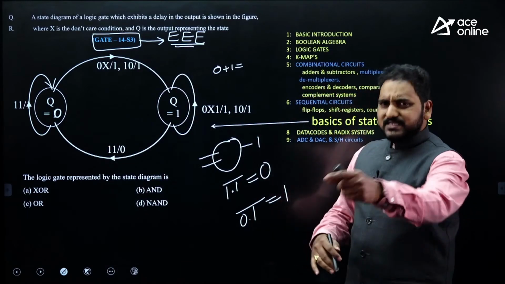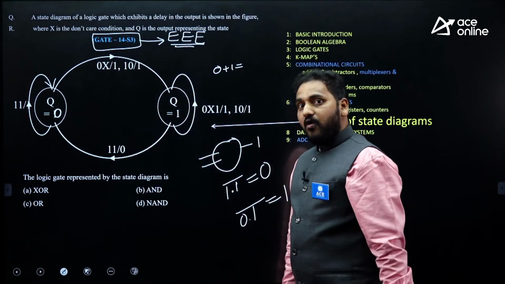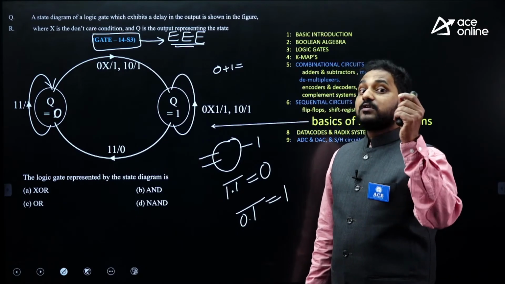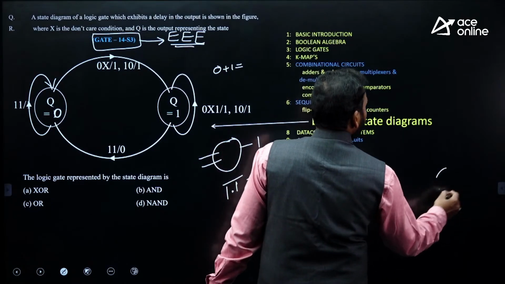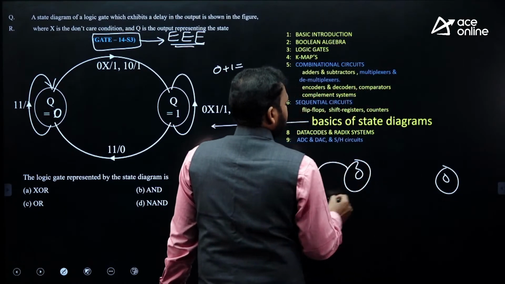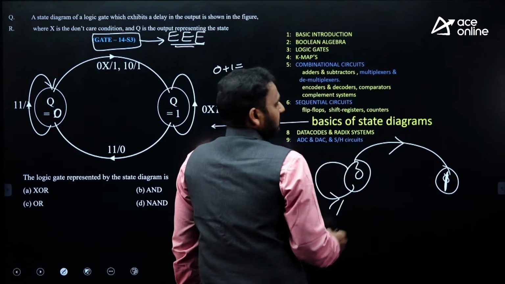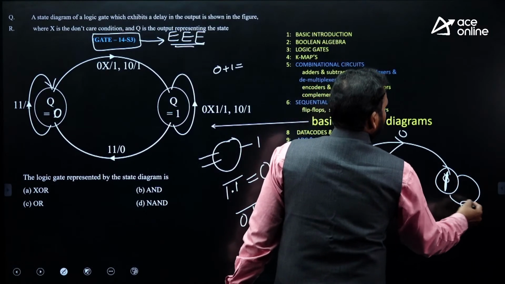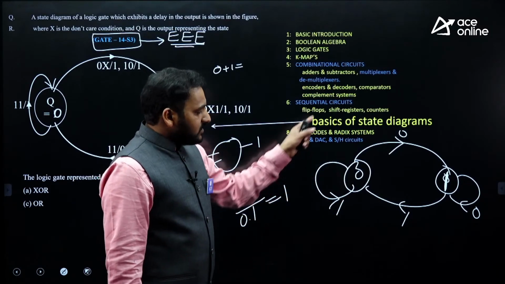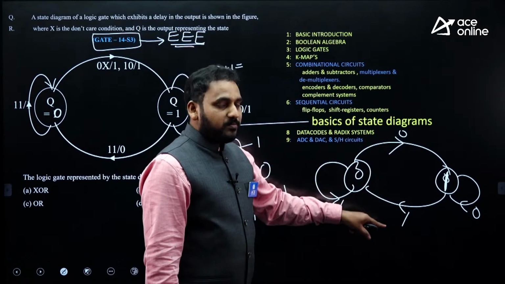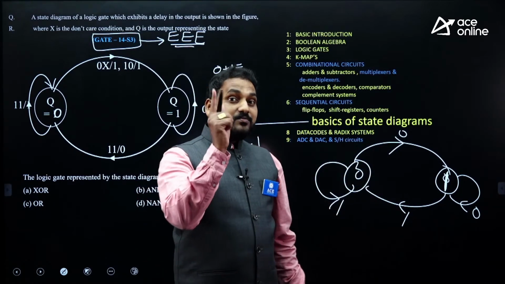Like that, you can find in notes also this type of state diagrams for all logic gates, including NOT gate. Input 1, output 0. Input 0, output 1. This is the state diagram of NOT gate. Similarly, you can find the state diagram for 1's complement. NOT gate means 1's complement operation as given in computer science.